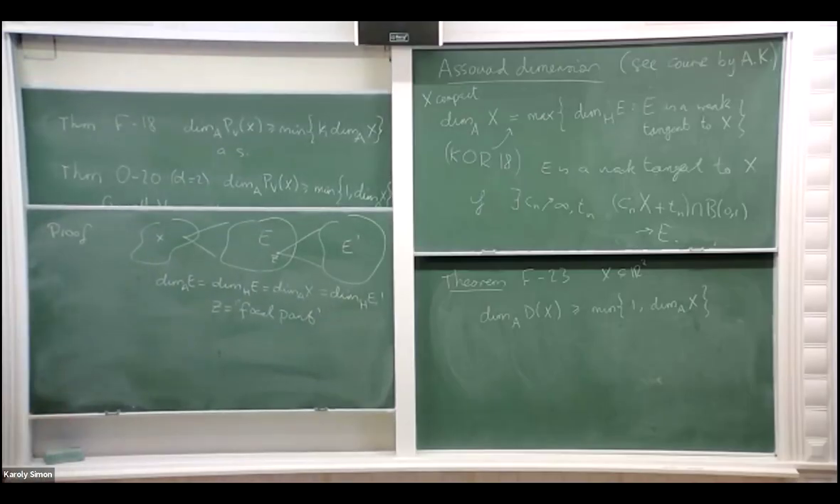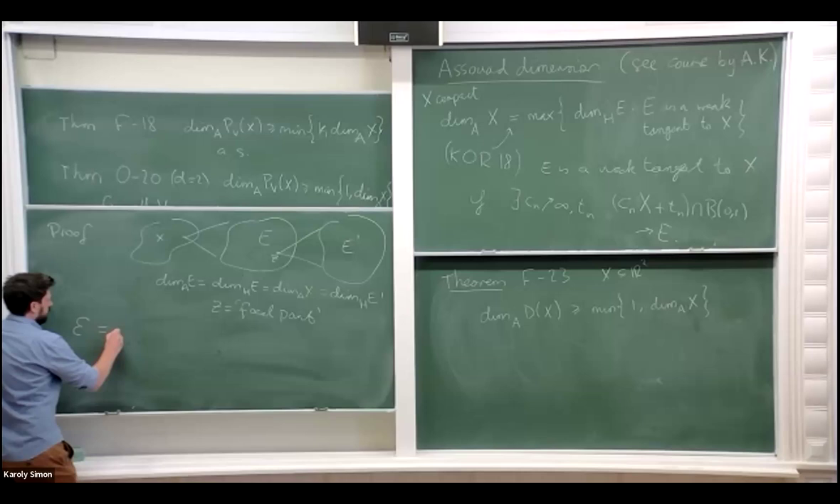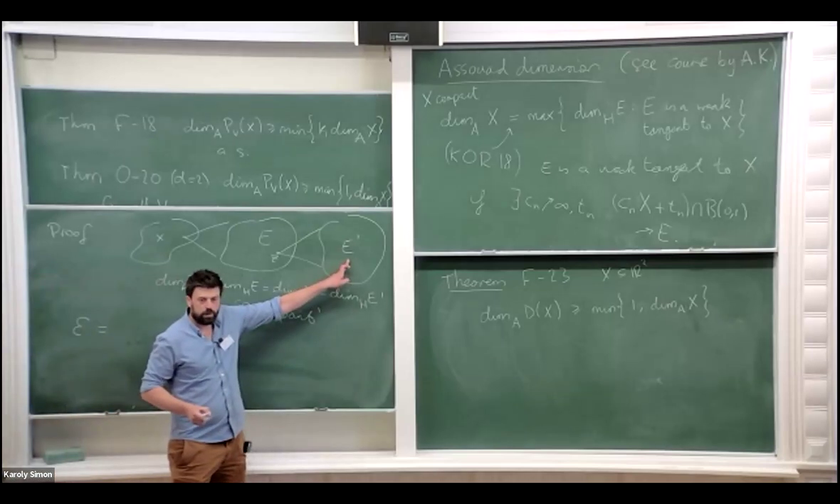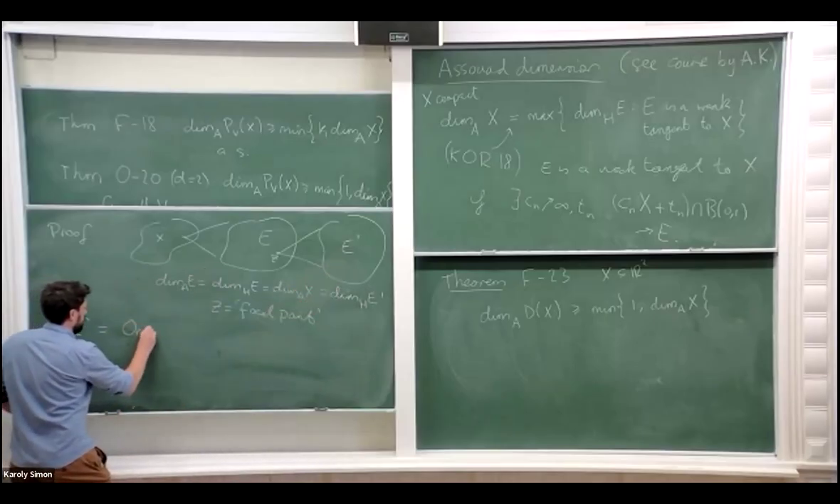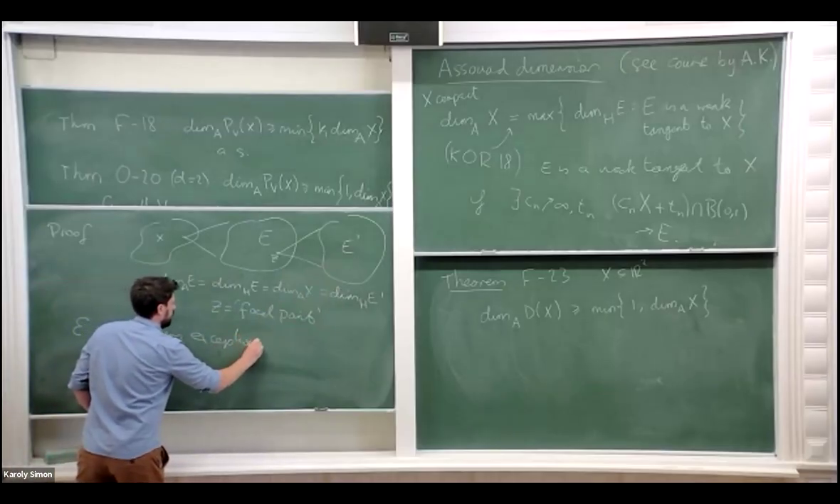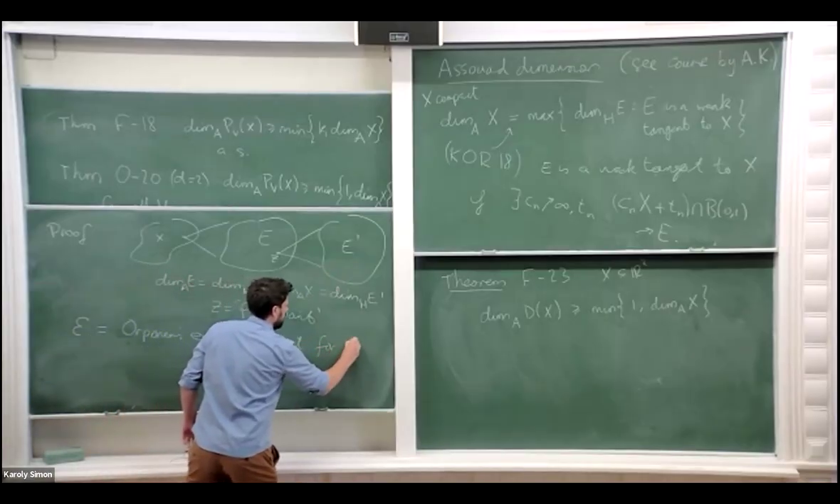Right, what am I going to do with this setup? I'm now going to let curly E, which was what I used for the exceptional set in Orponen's projection theorem, be the exceptional set for Orponen's projection theorem again. But it's going to be the exceptional set for Orponen's projection theorem applied to the set E prime.